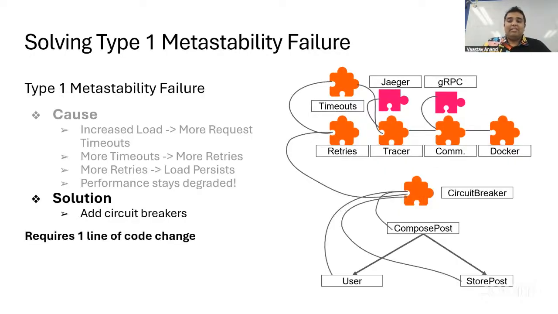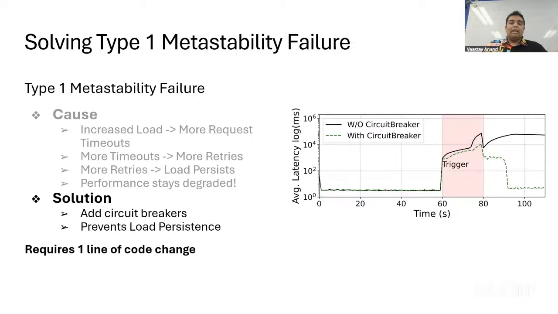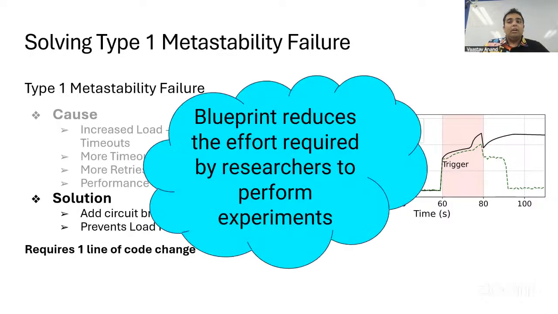Adding circuit breakers only requires adding 1 line of code to the wiring specification to apply it to all services. This prevents load persistence and allows the system to gracefully recover, preventing the system from entering a metastable failure state. Blueprint reduces the effort required by researchers to perform these experiments and to test out these choices.